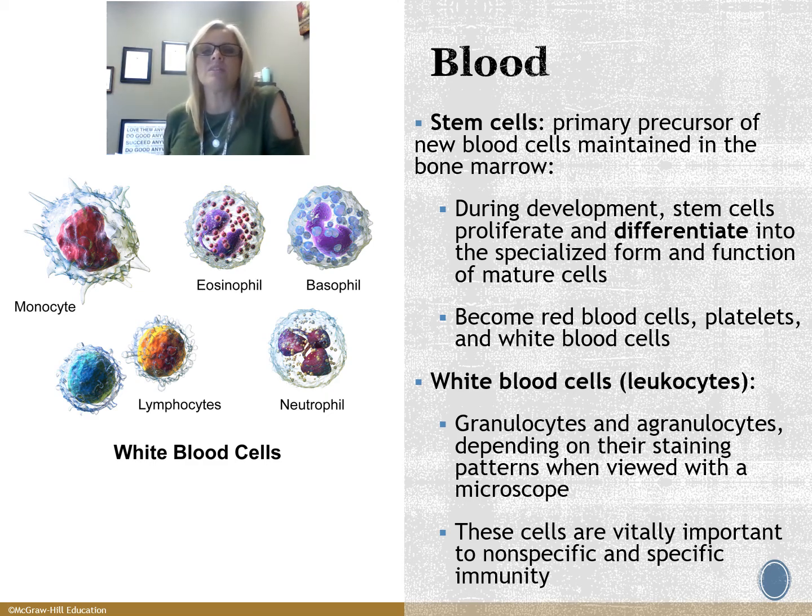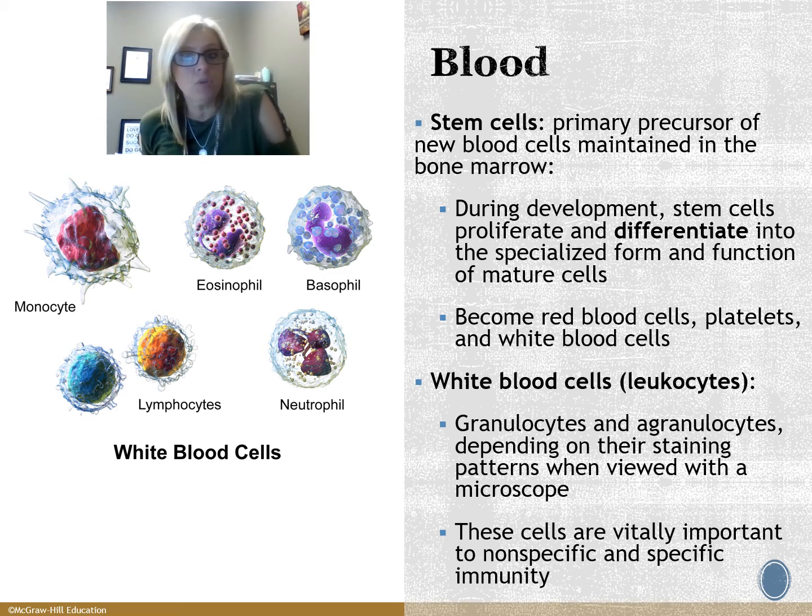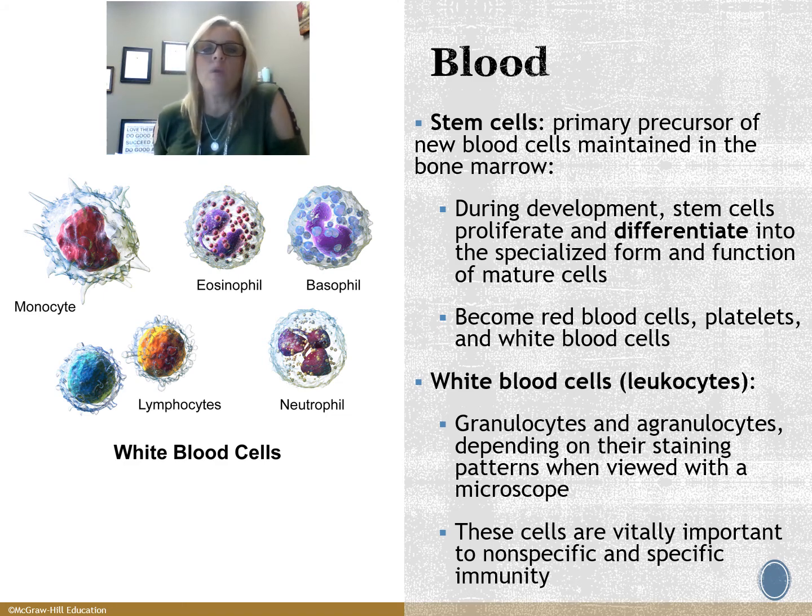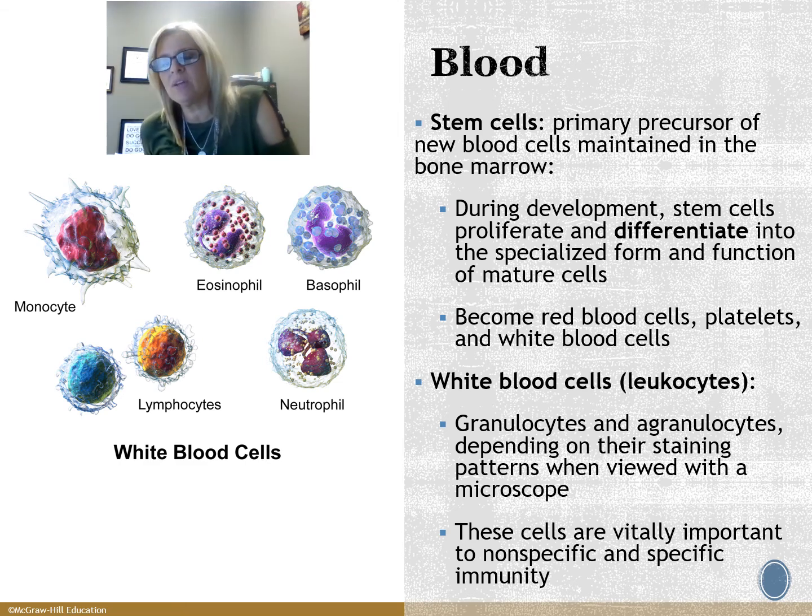Differentiation is the process by which they change into different types, okay? We have white blood cells, which are leukocytes, leuko meaning white, cyte meaning cell. We have granulocytes and agranulocytes, depending on whether or not we can see granules when we stain them. Okay, these cells are vitally important to the nonspecific and specific immunity. We will work on identifying them.